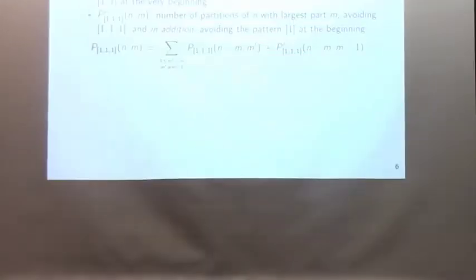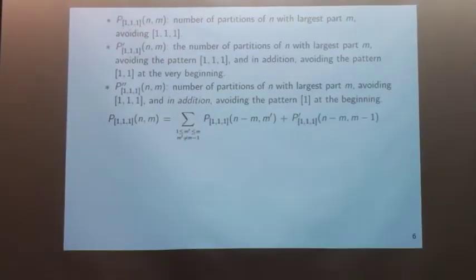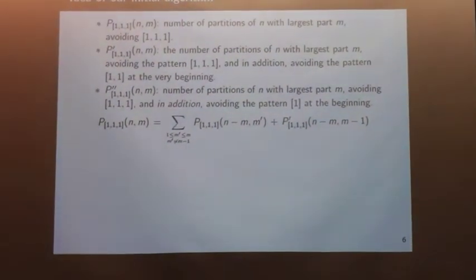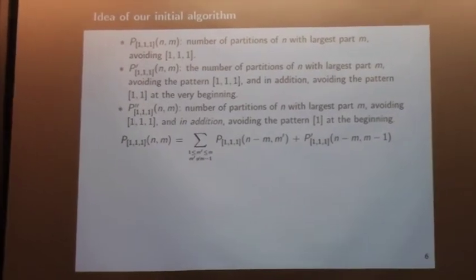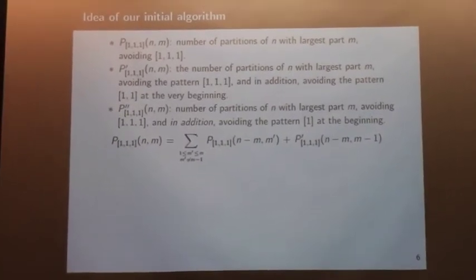Now if m prime is not equal to m minus 1, after we chop off the largest part m, we only need to avoid 111 globally. There need not be any beginning restrictions. So that's why we have p prime here, but p here.